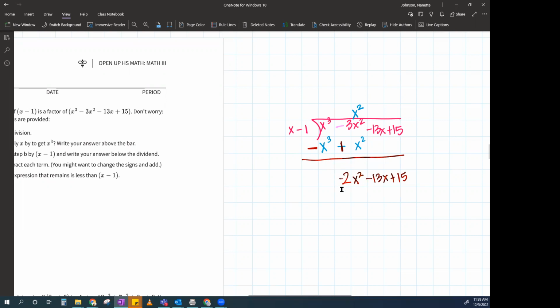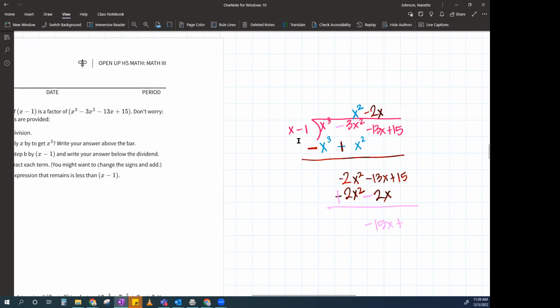So x times what would give me negative 2x squared? Yeah, minus 2x, right? Then negative 2x times that would be negative 2x squared plus 2x. But I'm not going to put that plus there, because in a second I'm going to go through and change my signs to positives and negatives, right? If it's negative, now it's positive. If it was positive, now it's negative, right?